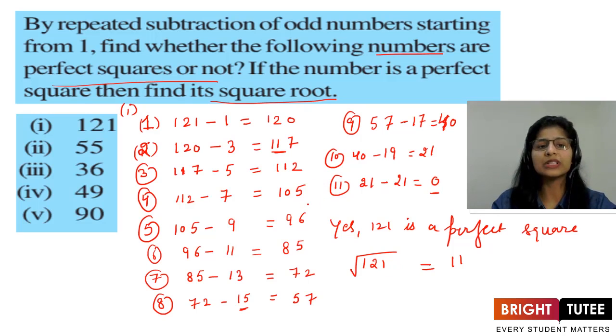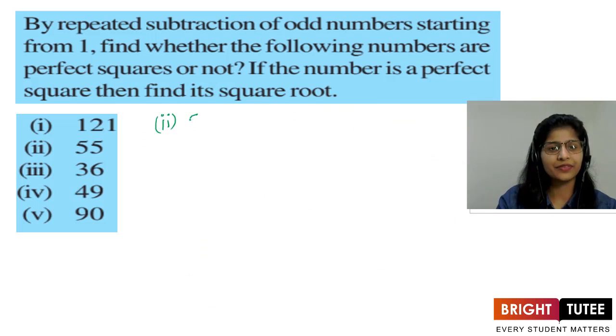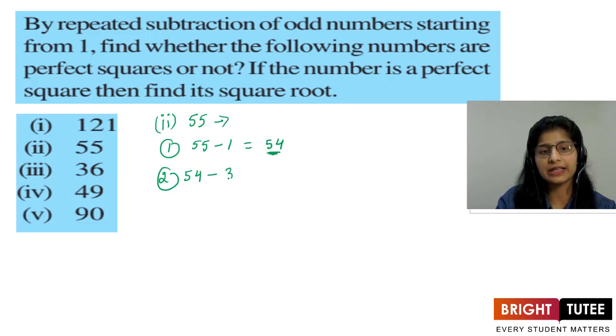Now we can move to the second part, that is 55. Okay, let us do that. First of all we will subtract 1. The first step is 55 minus 1. What we get? We get 54. Second step will be, from 54 we will subtract the next odd number, that is 3. We get 51. In the next step, from 51 we will subtract 5. What we will get? We'll get 46.